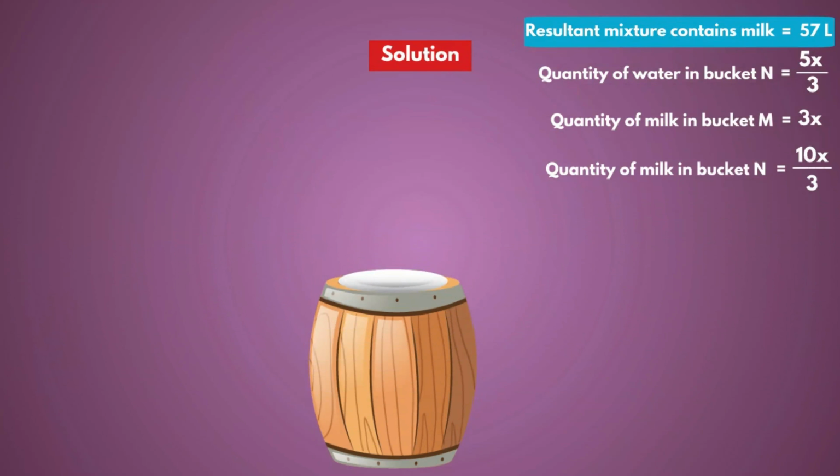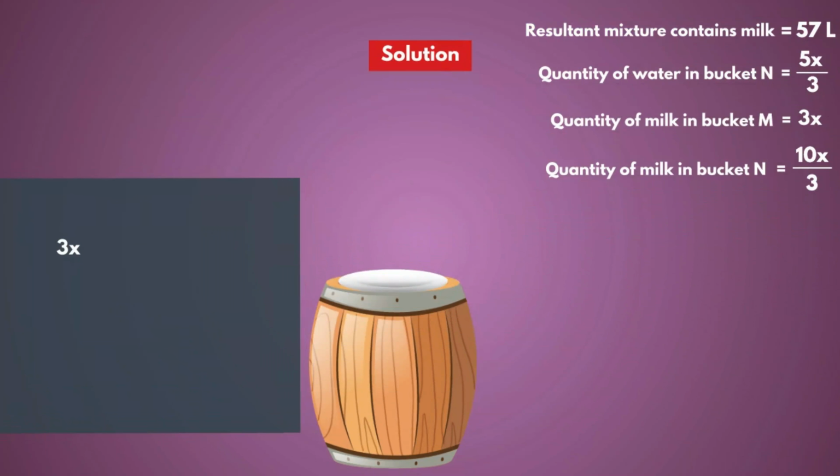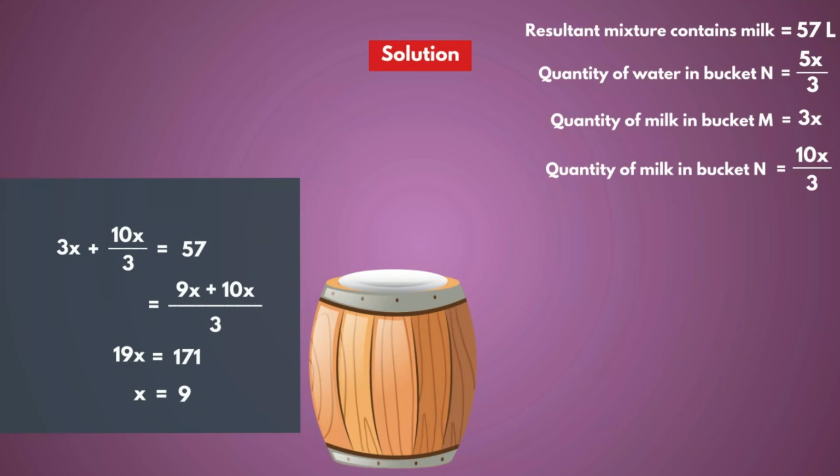Here we know the resultant mixture contains 57 liters of milk. That is, the quantity of milk in bucket M plus the quantity of milk in bucket N is equal to 57. After solving this, we get x equal to 9.